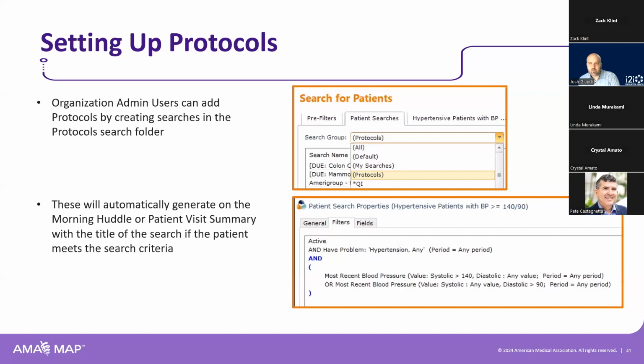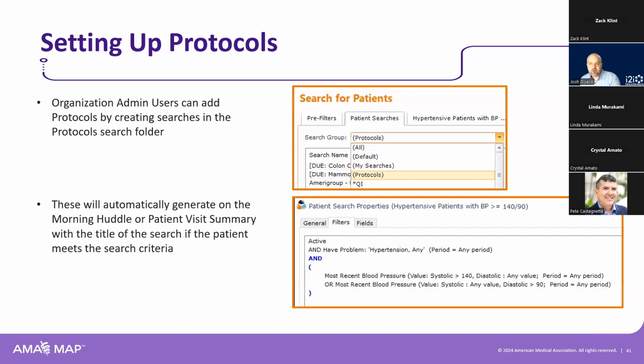If you've never worked with protocols before, only administrators actually have access to the protocol section in Tracks. When the administrator clicks on the dropdown in your search for patients area, you can choose that protocol section and then put in your search that you would like to display when patients are coming up as due. I put a simple one in here: hypertensive patients whose most recent blood pressure is greater than or equal to 140/90.